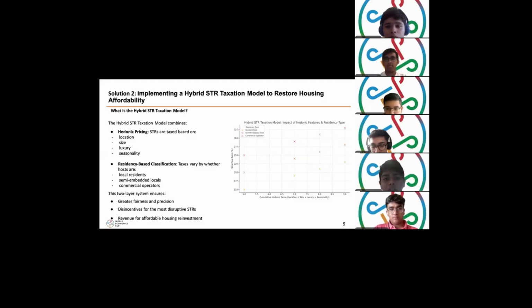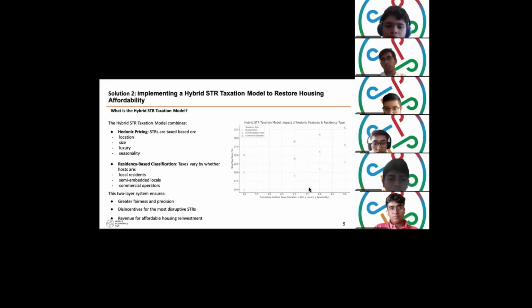Hedonic taxation applies higher tax rates to STRs with high impact features like prime location, lot size, luxury amenities, and seasonal operation. And the residency-based classification taxes operators based on their connection to the community. So resident hosts that are living on the property get the lowest tax rate, then semi-embedded hosts that live locally get a moderate tax rate, and then the commercial operators, which are non-local and profit-driven, get the highest tax rate. This model internalizes community costs. It targets least elastic and most harmful uses and leverages proven housing economics from the hedonic theory.